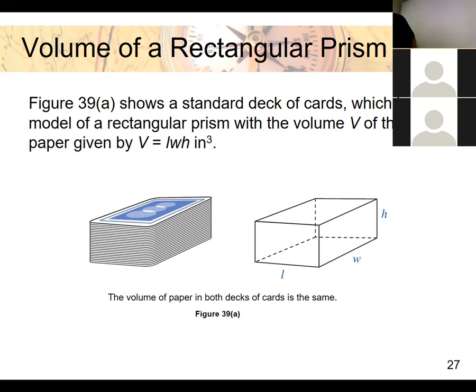And on the right, you see what that rectangular prism looks like. Notice that the base, which is at the very bottom, is in the shape of a rectangle. And you do have the length going this way, the width going this way, and the height going straight up and down. And that volume will always be in cubic inches.